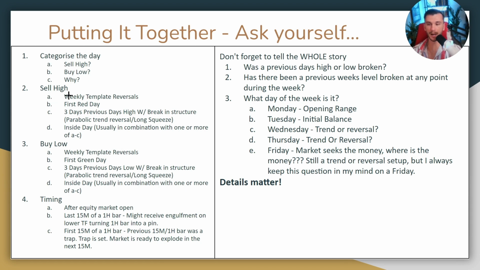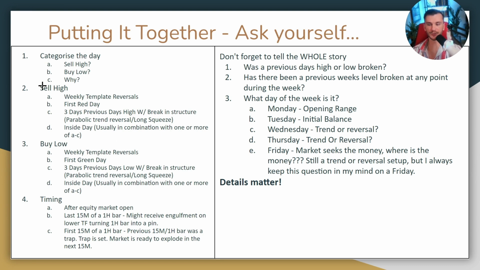For a sell high sort of day, you can have weekly template reversals, first red day, 3 days of breakouts with break in structure to the downside for a parabolic trend reversal or a long squeeze. Inside day, usually in combination with one of A through C. So you want one of these in combination with an inside day that can give you insight into what sort of day it's going to be.